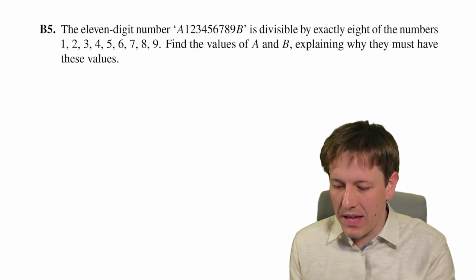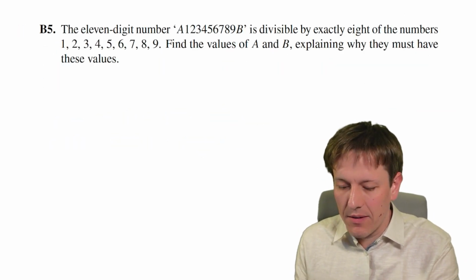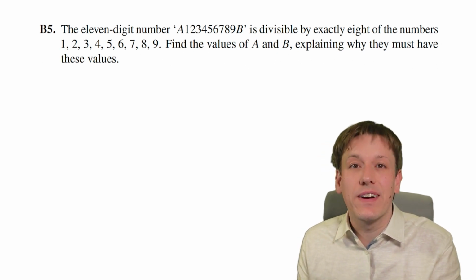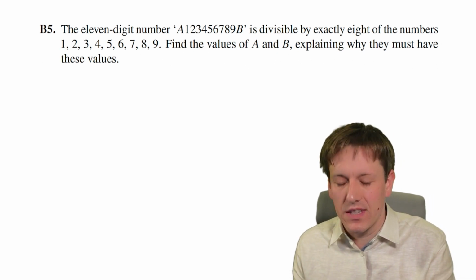The 11-digit number A123456789B is divisible by exactly 8 of the numbers from 1 to 9. Find the values of A and B, explaining why they must have these values.